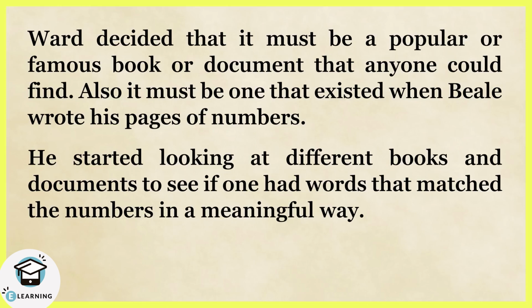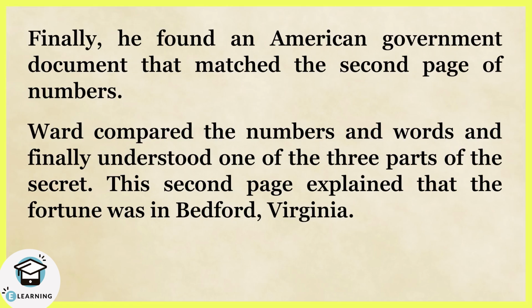Also, it must be one that existed when Beale wrote his pages of numbers. He started looking at different books and documents to see if one had words that matched the numbers in a meaningful way. Finally, he found an American government document that matched the second page of numbers. Ward compared the numbers and words and finally understood one of the three parts of the secret. This second page explained that the fortune was in Bedford, Virginia.